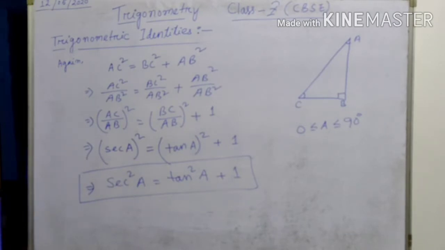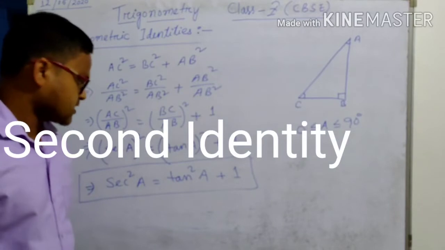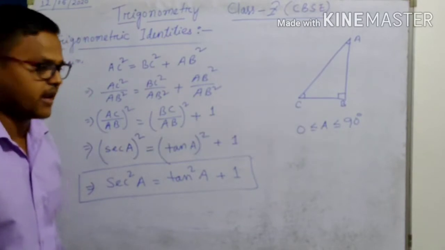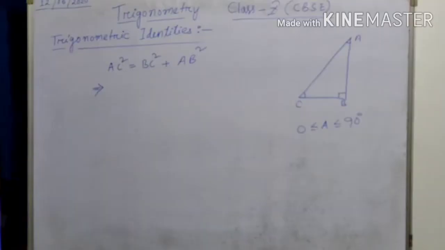Less than or equal to what? 90. Okay, this is true for all angles. So these are two identities. Next, that is the third one. Let's see how we find that third identity.